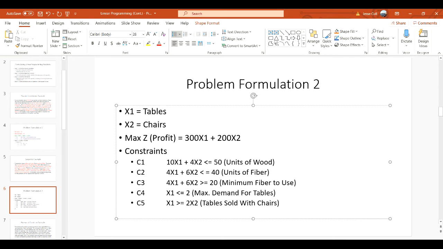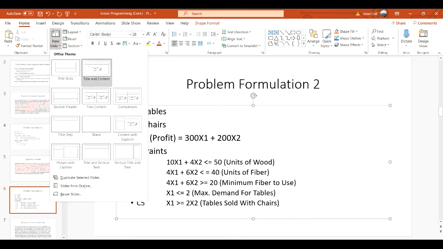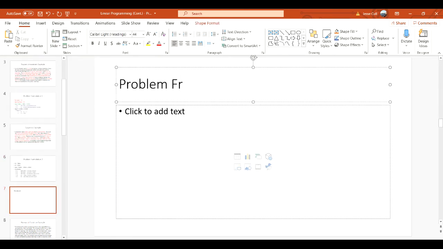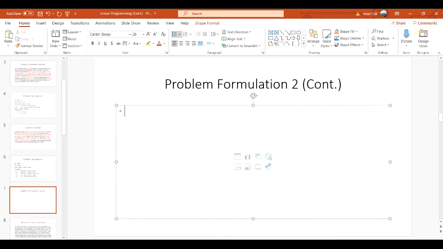So let's do a new slide, because we want to collect all of our information in the appropriate place. So we say max z equal to 300 x1 plus 200 x2. Subject to C1, C2, C3, C4, and C5.